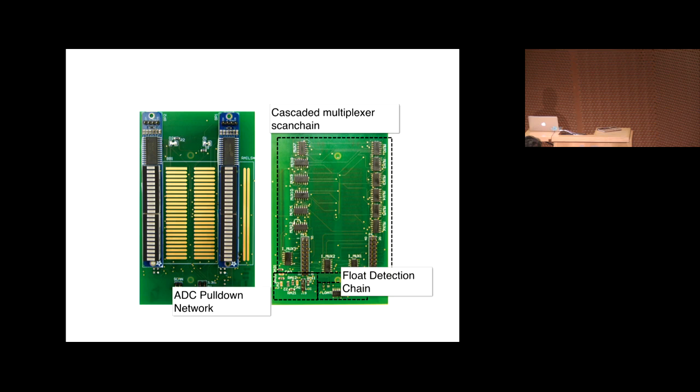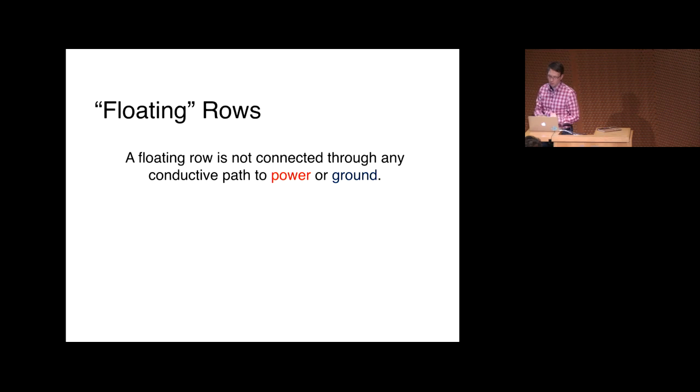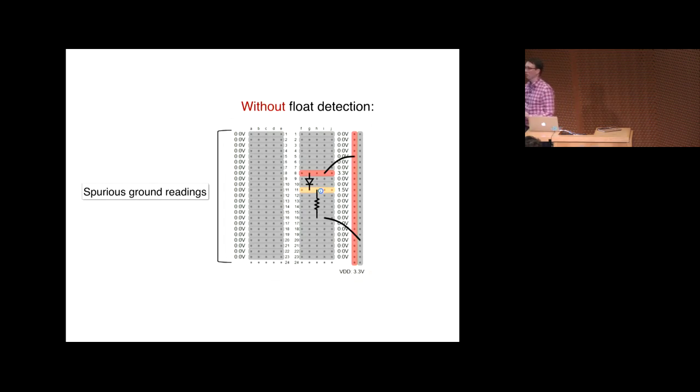This actually brings us, I'll just delve into one other small implementation part, to float detection. A floating row is anything that is not connected through any conductive path to either power or ground. And what's the problem with floating rows? Well, if you don't know whether rows are floating or grounded, then if you show people information about the state of their circuit, it looks something like this. You're just adding lots of visual noise, so that half or two-thirds of this board looks like it's grounded when it's actually not.